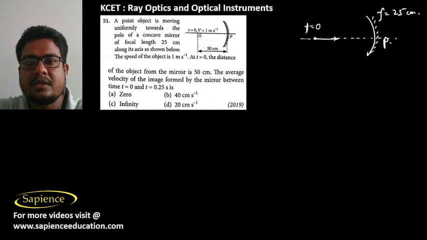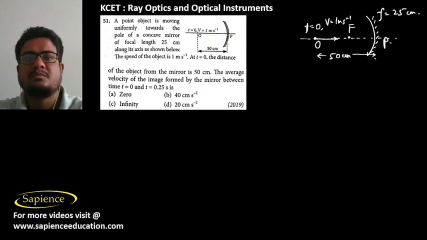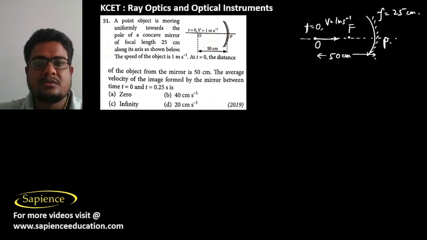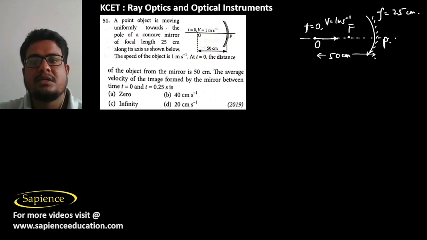At t equal to 0, it is at the center of curvature, 50 centimeter from the pole of the mirror. Here is the focus. At t equal to 0, the speed of the object is 1 meter per second. At t equal to 0, the distance of the object from the mirror is 50 centimeter.